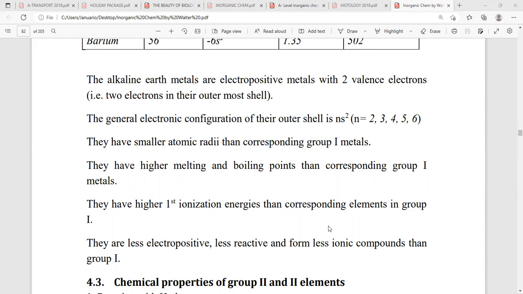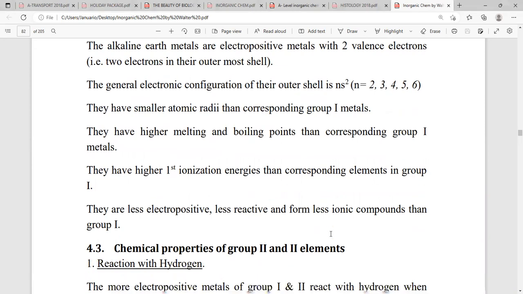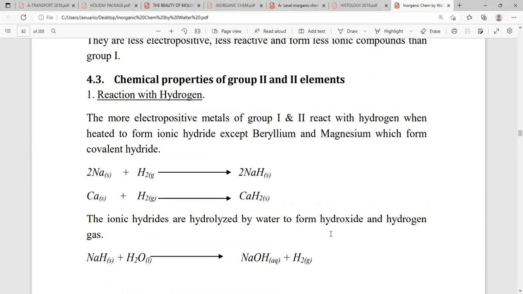When we look at the chemical properties of group 1 and group 2 elements, reaction with hydrogen: group 1s are the most electropositive metals of group 1 and 2. They all react with hydrogen when heated to form ionic hydrides, except for beryllium and magnesium, which form covalent hydrides. When we react group 1 elements, that is sodium and others, you get sodium hydride, and all the others give the same kind of product. With calcium, it gives you calcium hydride. We call them ionic hydrides. That is the reaction with hydrogen.